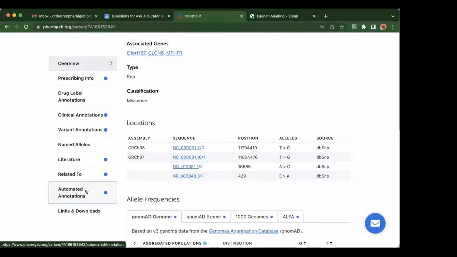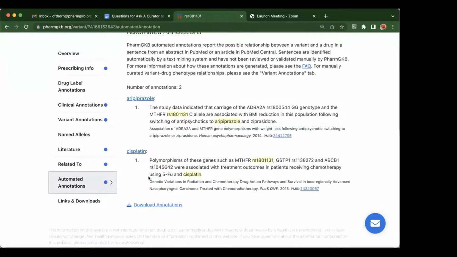That's very good. The other thing is, why do some variants have annotations but don't have any clinical annotations? Is there any criteria to have variant annotation only without clinical annotation? Is it because of the level that you talk about?